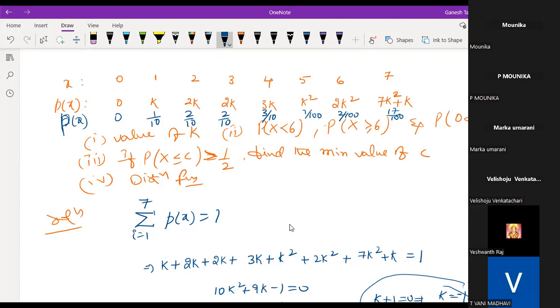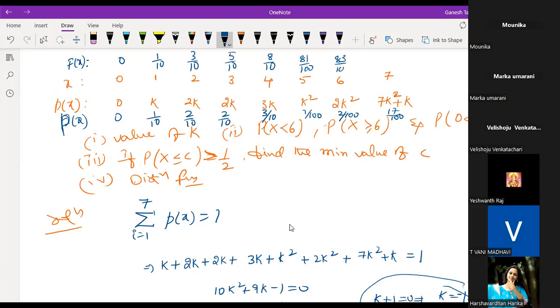So what is capital F of x? You can find that. What is F of x? The first one will be 0. The second one is 0 plus this one, it is 1 by 10. Next one, 1 by 10 plus 2 by 10, that is 3 by 10. 3 by 10 plus 2 by 10 is 5 by 10. 5 by 10 plus 3 by 10 is 8 by 10. Then 8 by 10 plus 1 by 100 is 81 by 100. 81 plus 2 is 83 by 100.